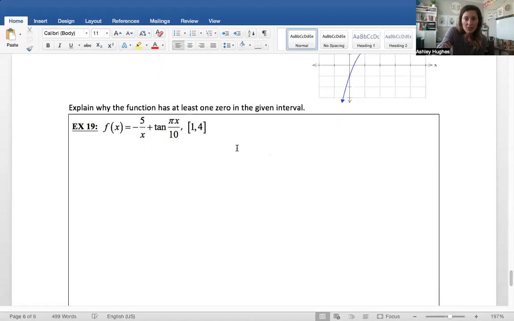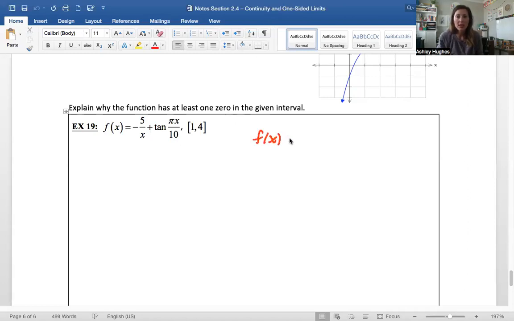So let's go back to those notes. First step is saying that f is continuous. So f of x is continuous on the interval we're talking about, which was 1 to 4. All right, it's okay if it's not continuous everywhere. It just has to be continuous between the values it lists.